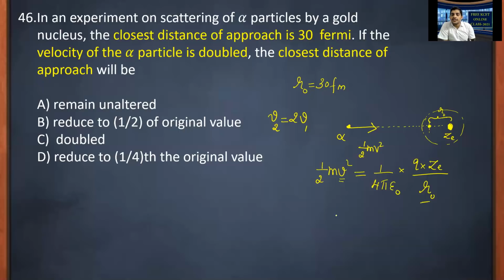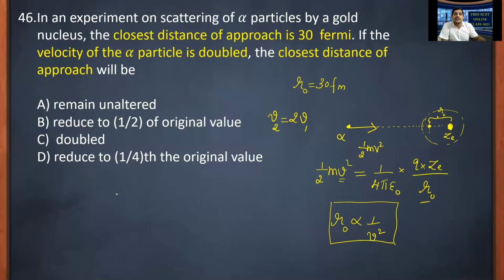We only look into this one. Then we'll see that the closest distance of approach is inversely proportional to V square. Right? So inverse relation here. That means higher the speed of the incoming alpha particle, closer it goes to the nucleus. So R naught is directly proportional to 1 by V square. Once we know this relation, it's very easy.